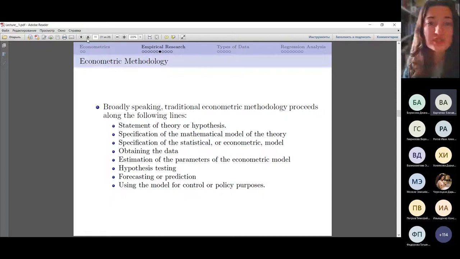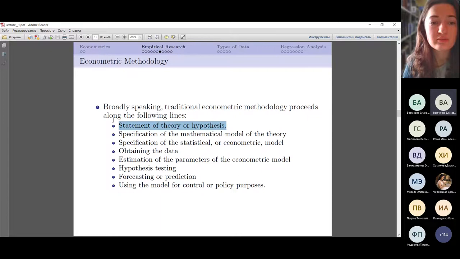And next, after you state the theory and specify the models, you should start to work with the data. Of course, you should obtain it, because this will be your first project. First of all, you should check, do you have the appropriate data? And this point is better to do at the same time as the previous point.